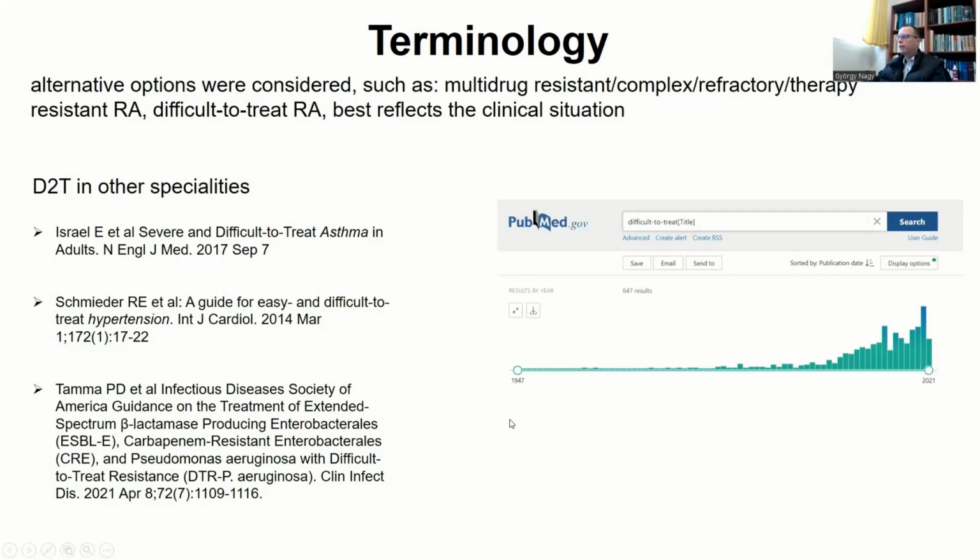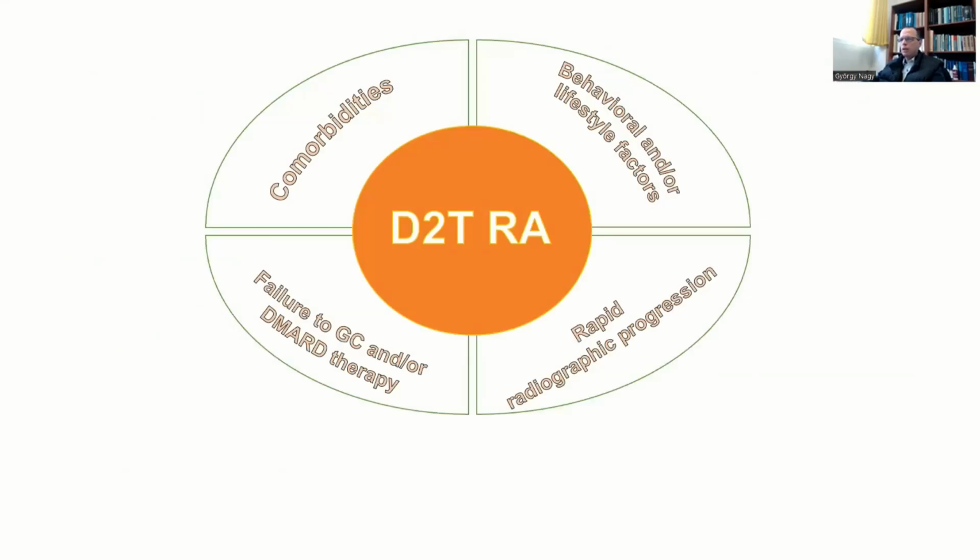If we search PubMed for difficult to treat, we will find a lot of hits. And if we now search for difficult to treat rheumatoid arthritis, we will find a lot of hits as well, because it now seems to be a very widely studied patient population. What are the potential reasons for being difficult to treat in rheumatoid arthritis? Probably the major factors are comorbidities, behavioral and lifestyle factors, failure of various kinds of medications, and rapid radiographic progression.